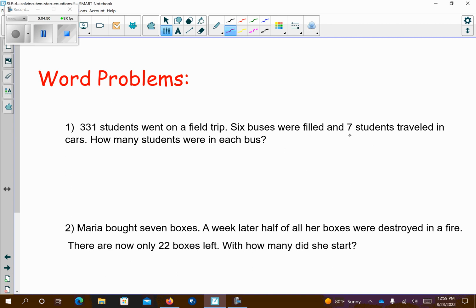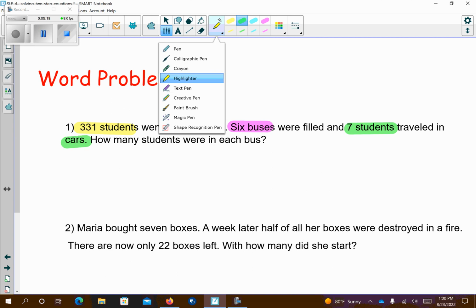6 buses were filled and 7 students traveled in cars. How many students were in each bus? All right, so let's highlight a few things. That's our total number of students. We have 6 buses, and we know that 7 students happen to travel in cars. How many students were in each bus?